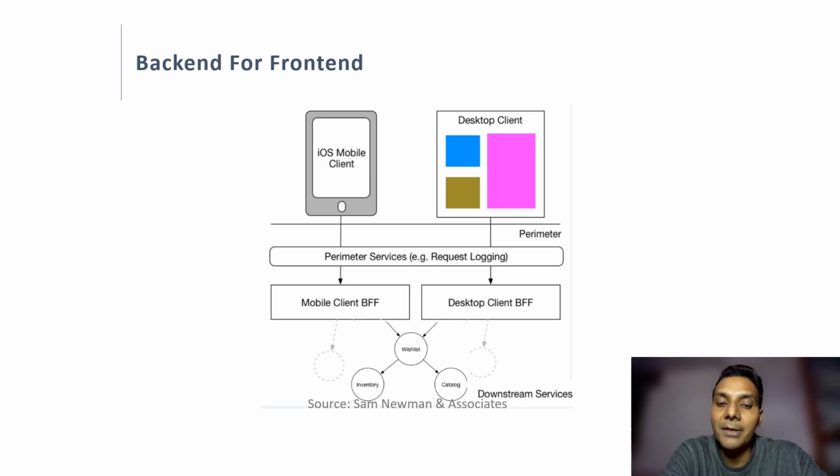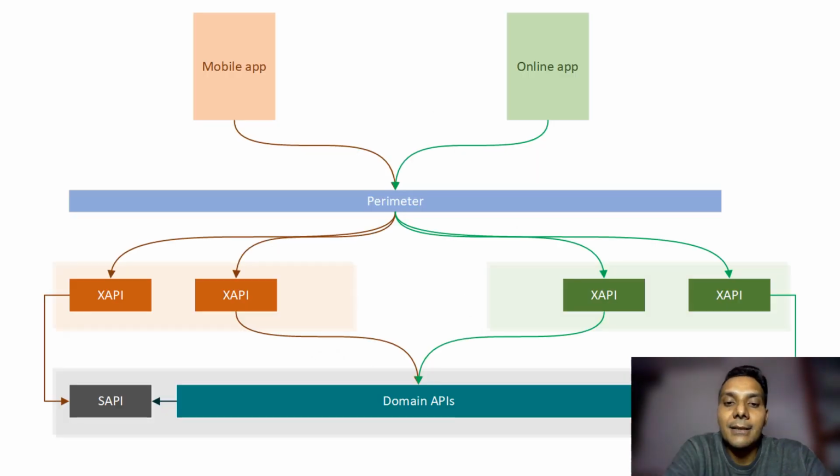So for example, separate backend for mobile app and a separate backend for desktop app, separate backend for online, separate backend for external clients. So for each front-end consumer channel, we should have a separate backend. This means that for a mobile app and an online app, we have a different set of experience APIs, and these experience APIs can invoke the same downstream domain APIs and system APIs.